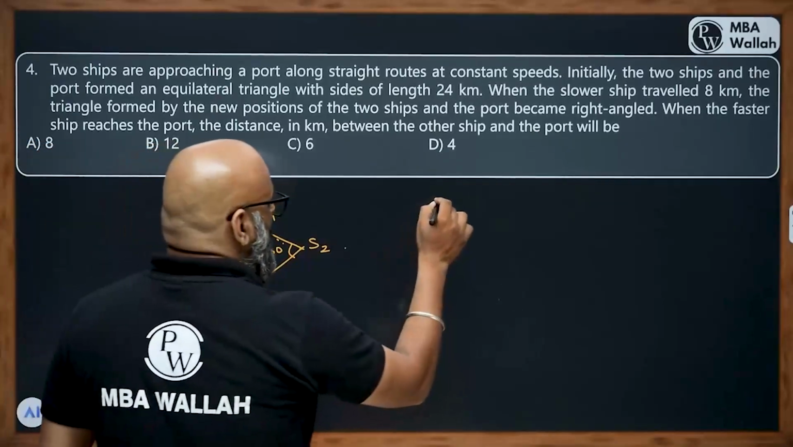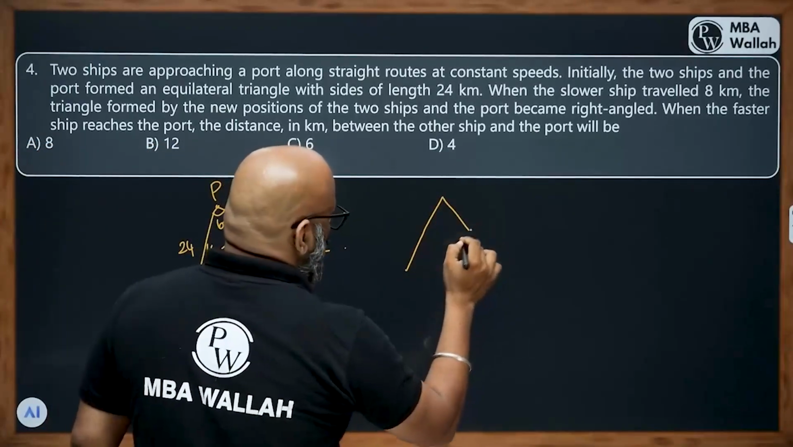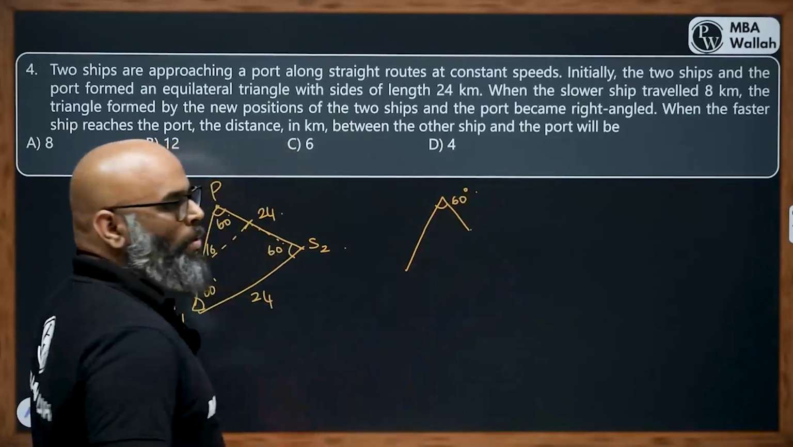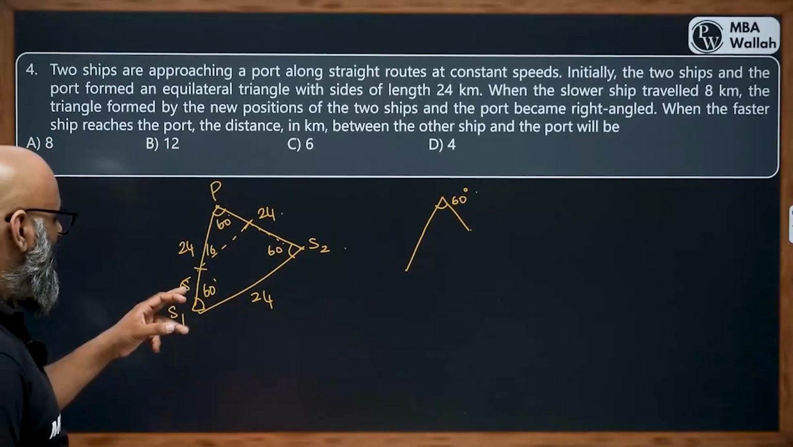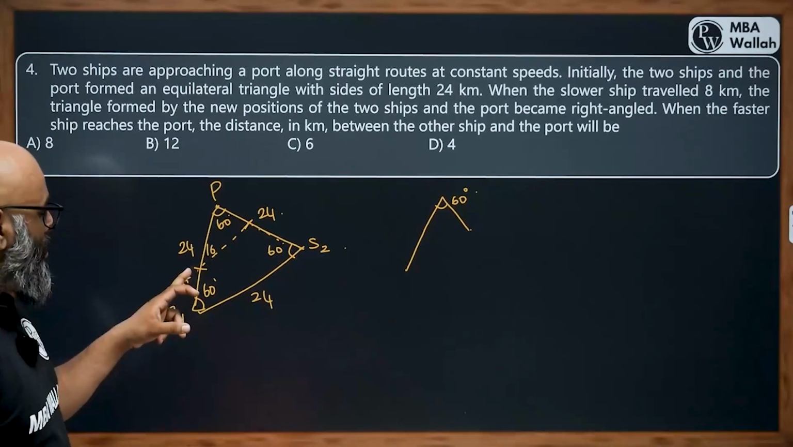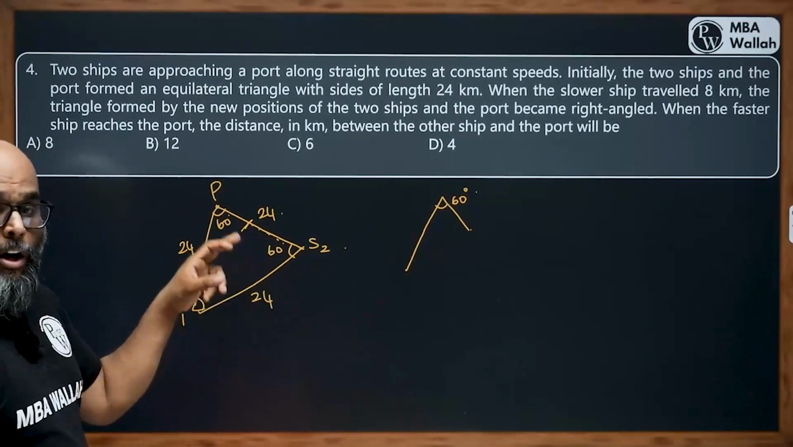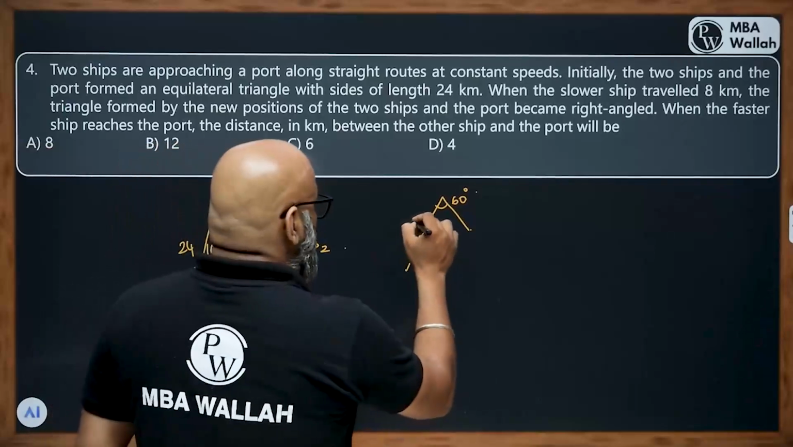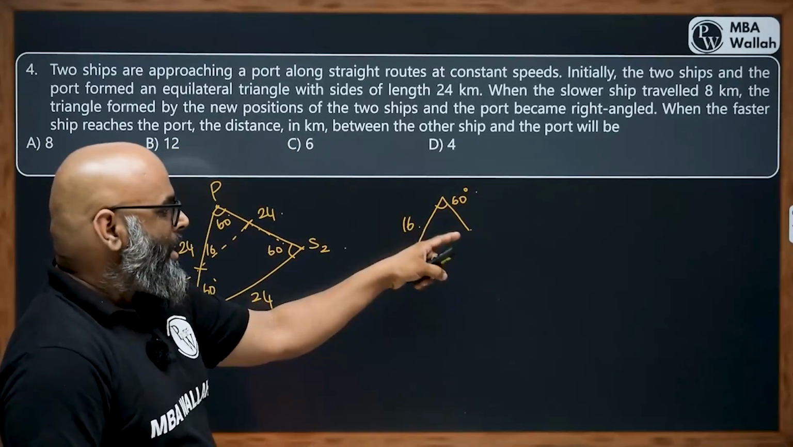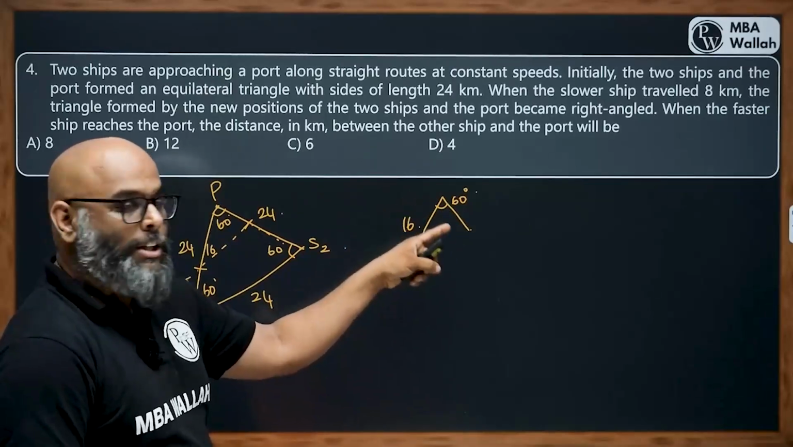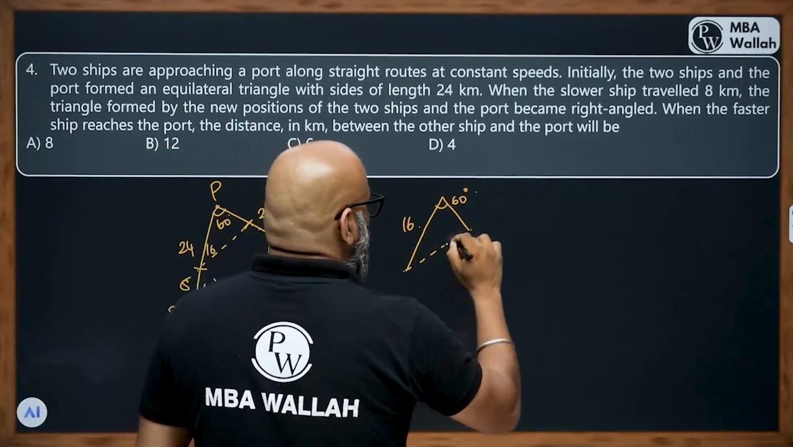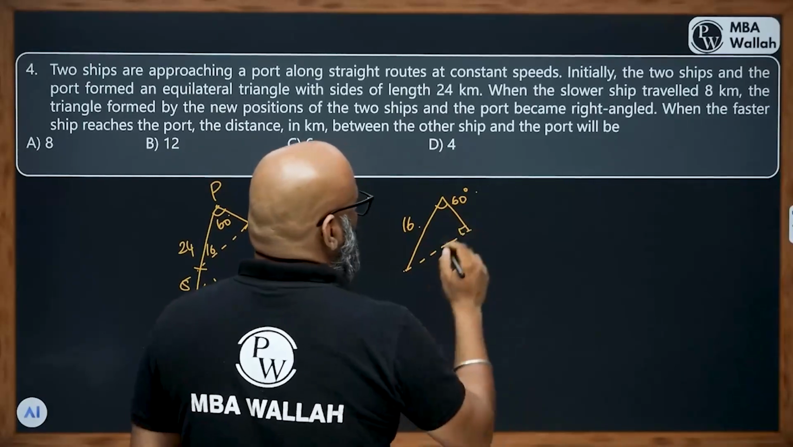But we understand that if this is 60, one has to be 90. We notice that this ship has traveled only 8 kilometers. This ship would have traveled a longer distance. This is 16 kilometers, that I know. This is less than 16, right? Because this is a faster ship. That means this is the shorter side. From here I can understand the right angle forms here.